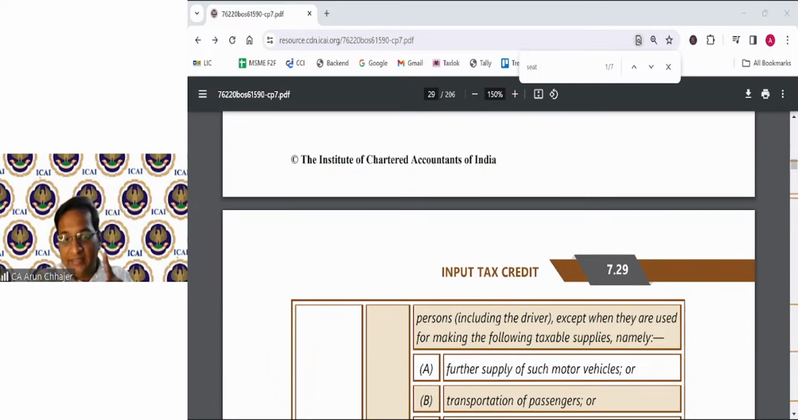पहला क्वेश्चन क्लियर है, राइट? पहला क्वेश्चन क्लियर है, इज इट करेक्ट? So let me move to the next question.